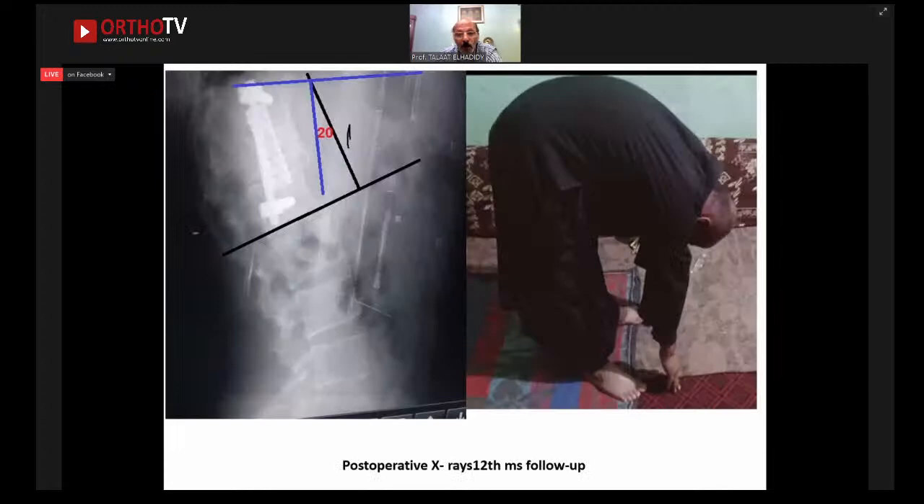Really good reading, which is very good compared with the posterior instrumentation. And here the patient can bend and touch his toes. And excellent back movements.